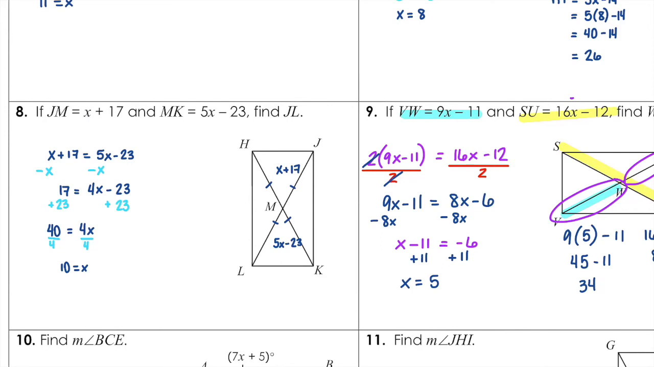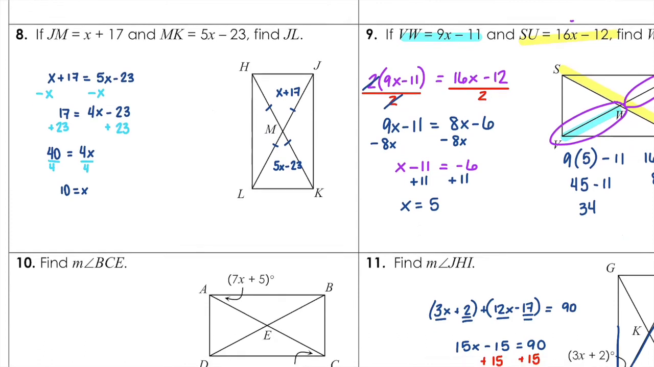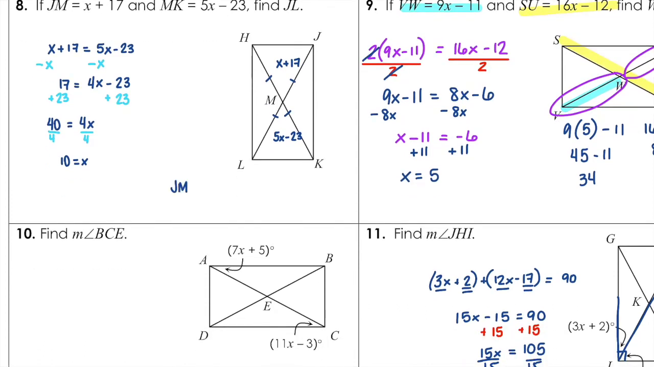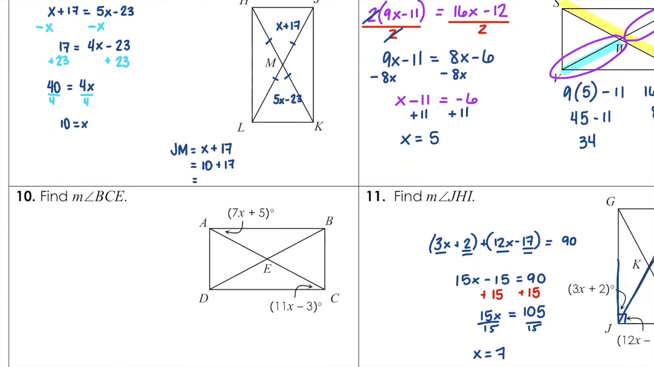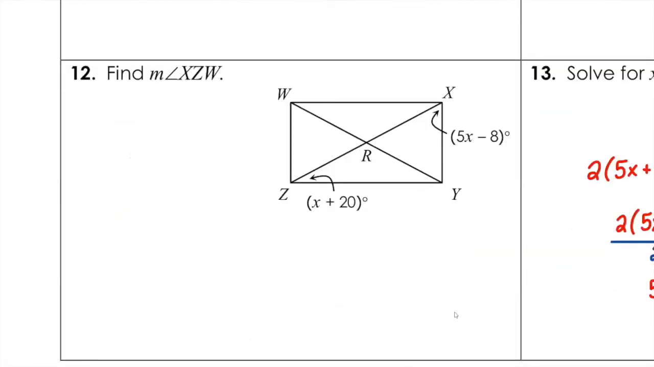So we can plug it into JM, which was x plus 17. So 10 plus 17 equals 27. But that's only half of our diagonal. To find the full length, we're going to multiply 27 by 2, which is 54. All right, let's look at number 12. Last one we're doing.